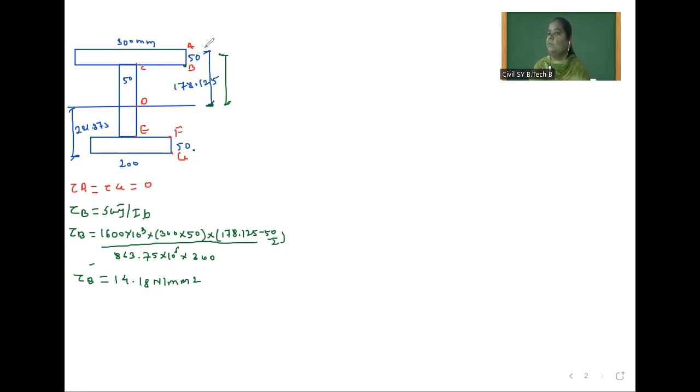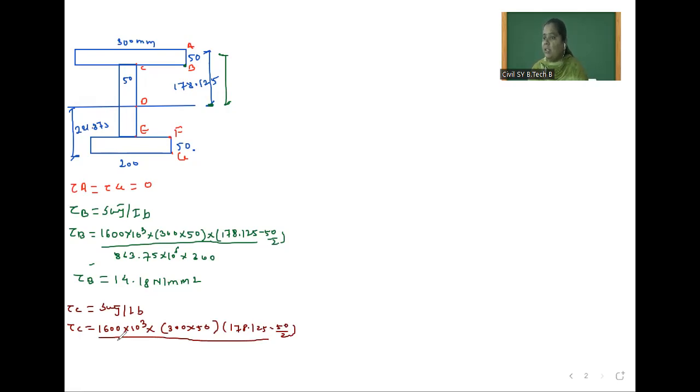Shear stress at C. So tau C is equal to the same equation, S A y bar divided by I B. Here all values are the same, only the width will be changed. So tau C is equal to shear force 1600 into 10 raised to 3 into area. Here also this strip will become 300 into 50. Y bar is again the same, 178.125 minus 50 by 2. Only width will be changed, and width is how much?